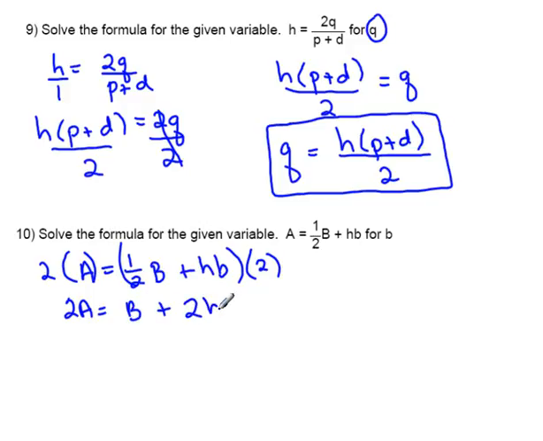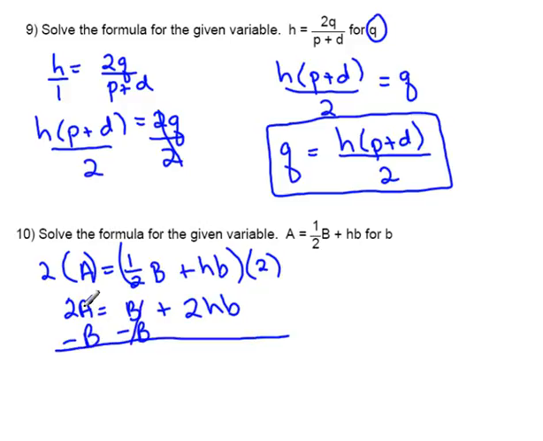So this is going to be 2a equals 2 times 1/2 is 1B, or just B, and 2 times hb is 2hb. Now, keeping in mind you're trying to solve for lowercase b, little b, I want to get rid of capital B so that I can get this term that has the little b in it by itself. So I'm going to subtract capital B.